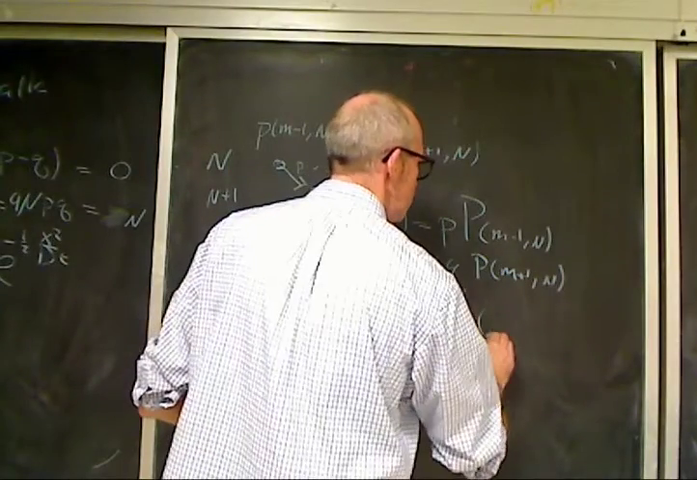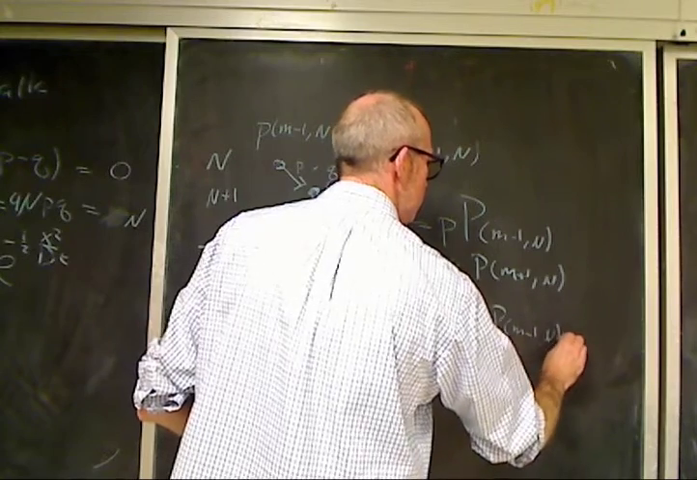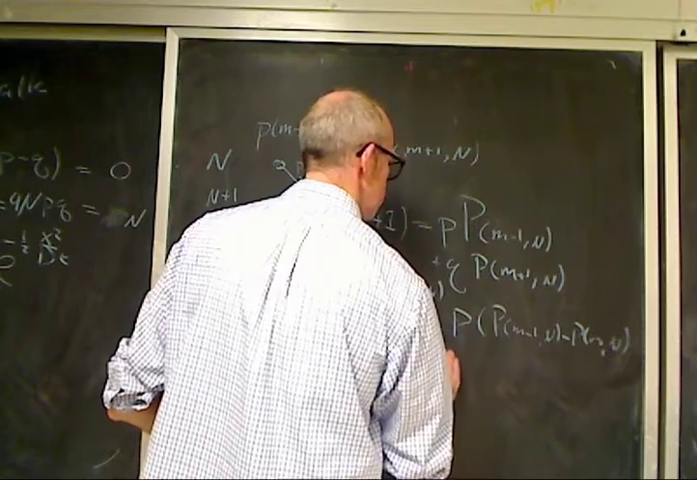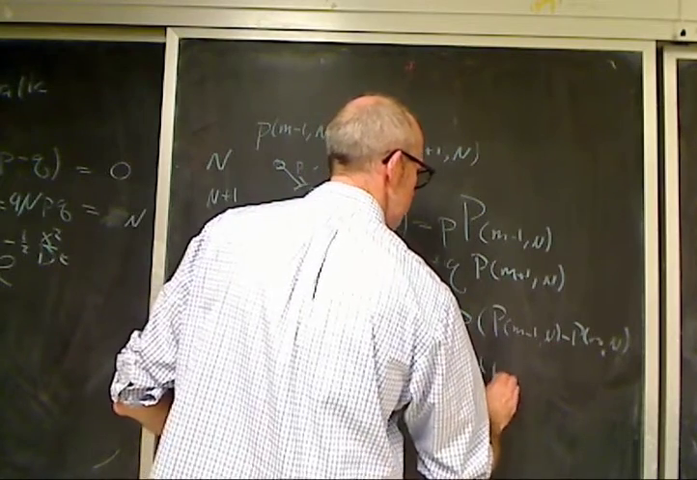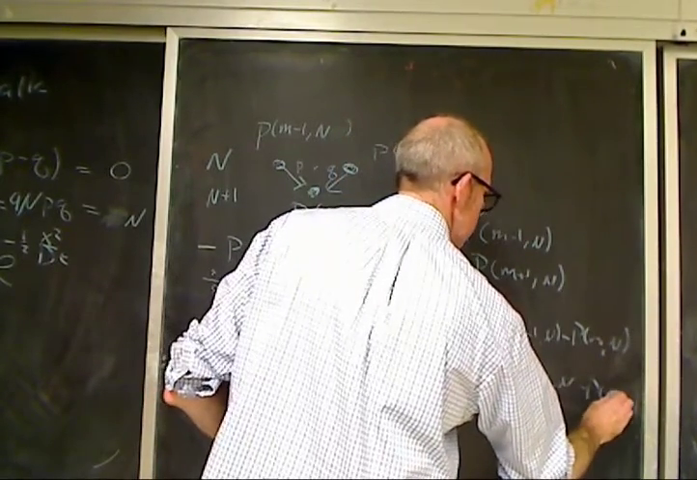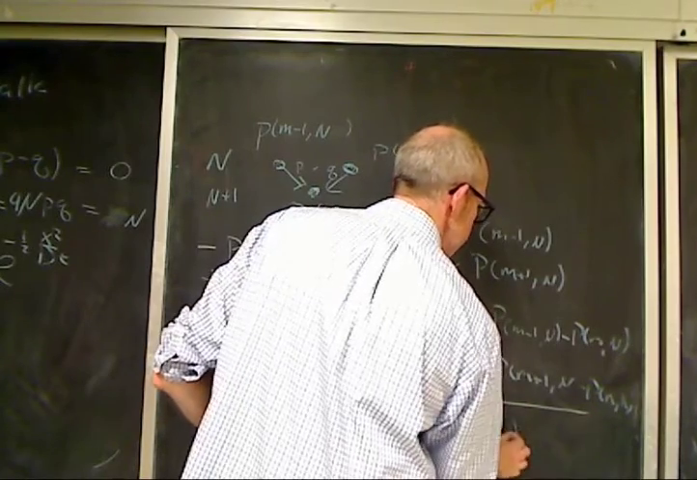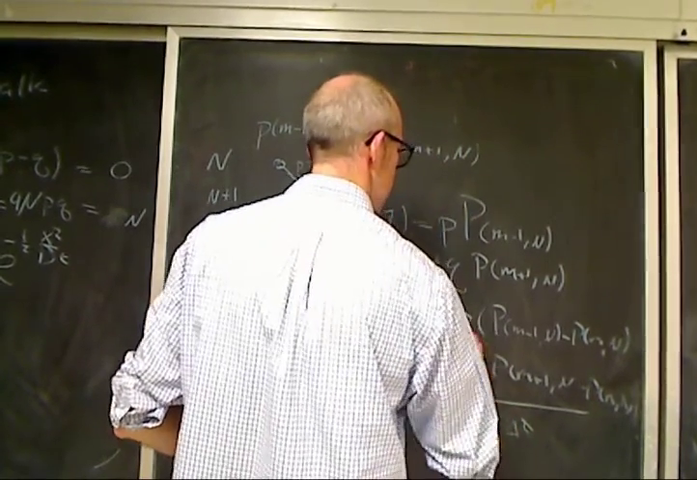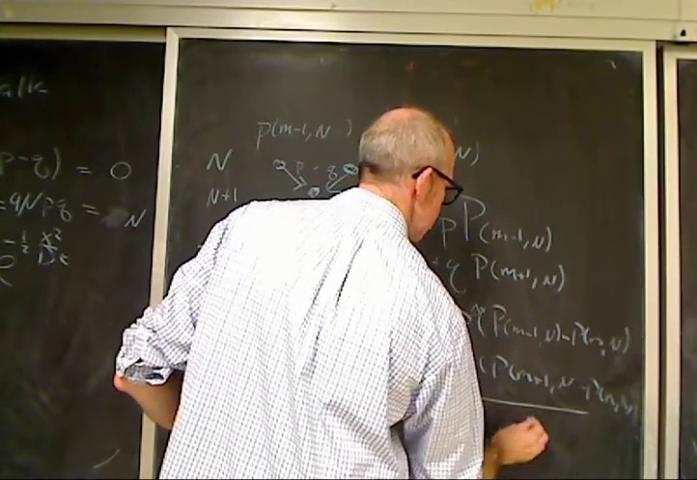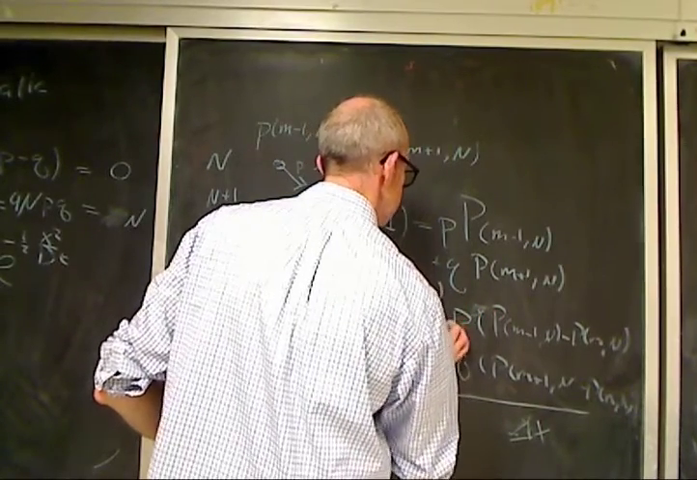So I've got P times big P of m minus 1, n minus big P of m, n, plus Q times big P of m plus 1, n minus P of m, n. And we've got both of those over delta x. And we'll put a delta x, delta t out front.